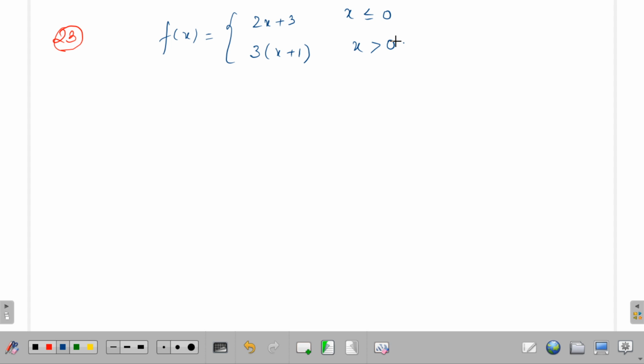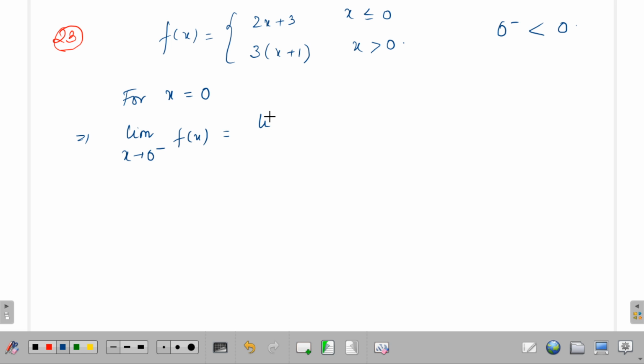Now, how to do this one? First of all, I have to find the limit as x tends to 0 of f of x. So for x is equal to 0, the first one I have to find is the limit of x tends to 0 minus f of x. The limit of x tends to 0 minus f of x means 0 minus is less than 0. It's not greater than 0, slightly less than 0. So that will be less than 0.